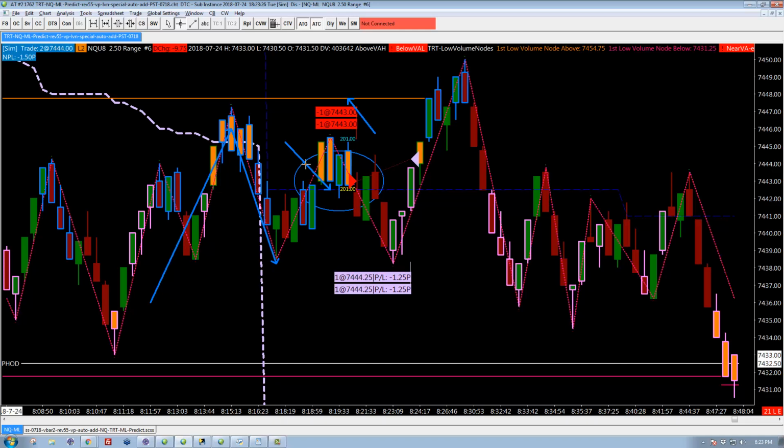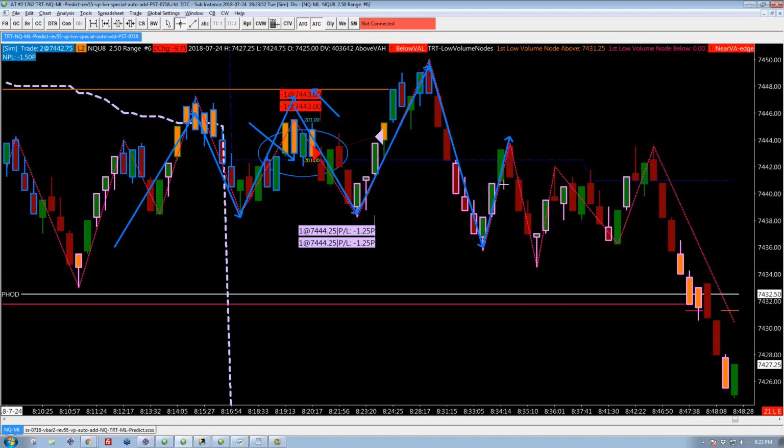I don't want to be making predictions when I'm right at the point of control, regardless of how close or far away I am to the value area high or low, or any other low volume node. If I'm near the point of control, then don't do anything. Just stay out. And this is why you can see here, you're just rotating around it. We don't want to get involved in this. Let's let this resolve itself, and then we'll get involved.